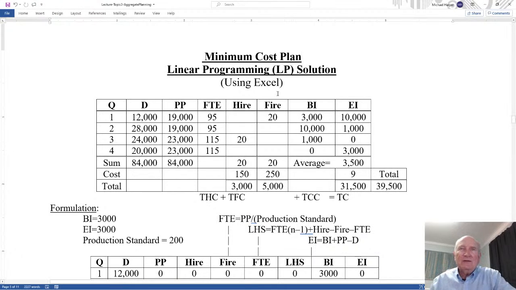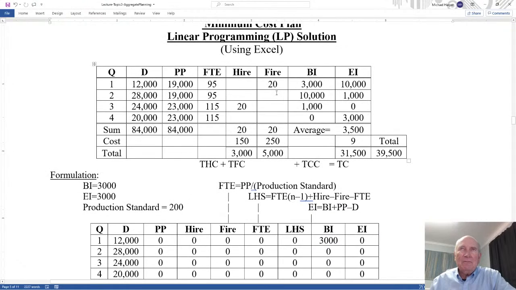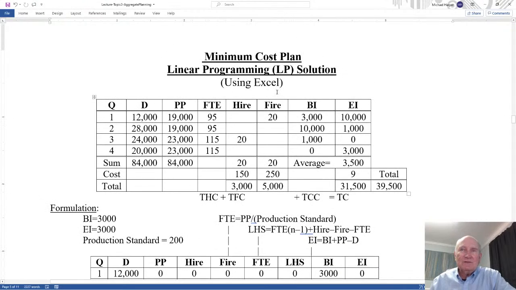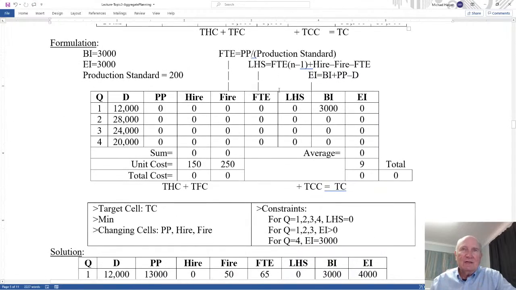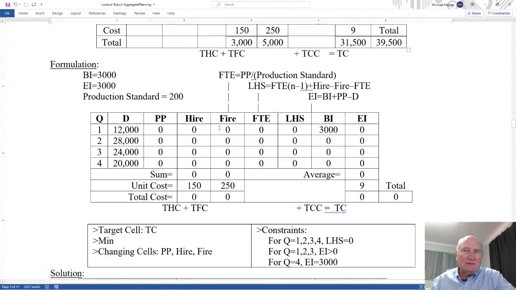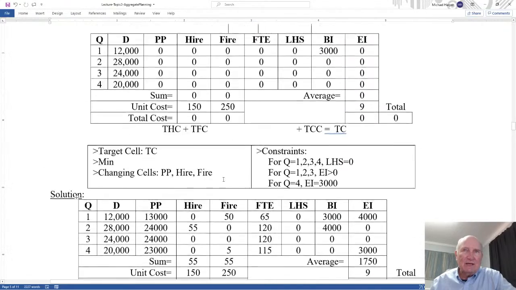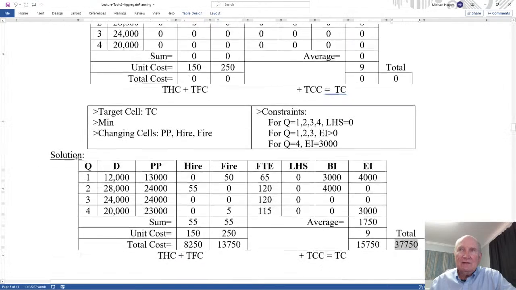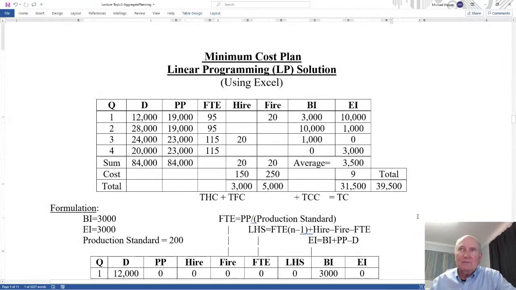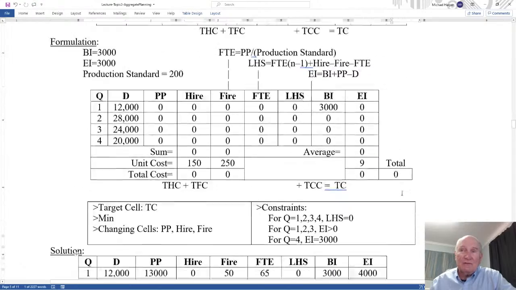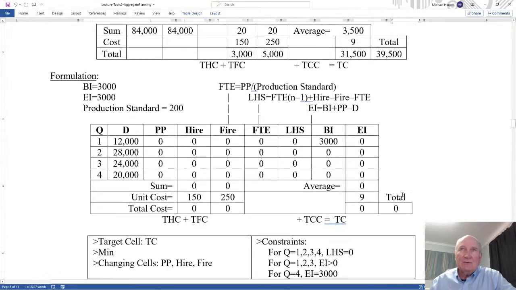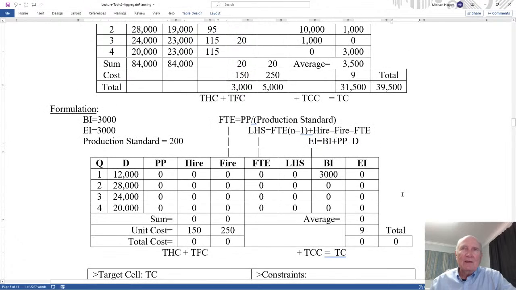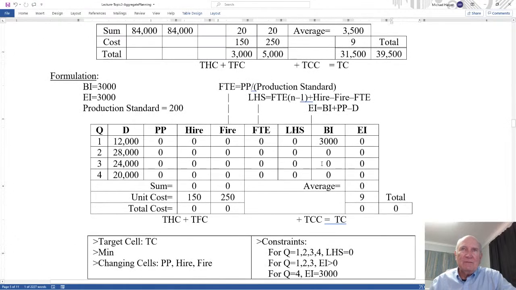Okay, so here's the idea. I'm going to use Excel to solve this thing, and in the lecture, I'm going to go over this and just show you what the lecture says here, and this is the answer down here. Notice the answer is 37,750, and that's pretty close to what was up there, 39.5. It's pretty close to 39.5. Okay, so we selected well. But anyway, that's the minimum down there.